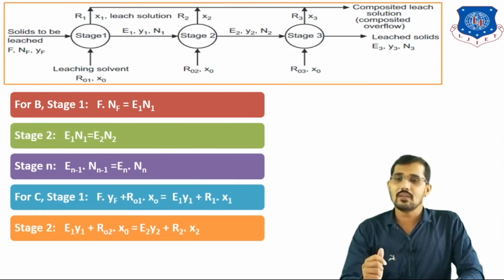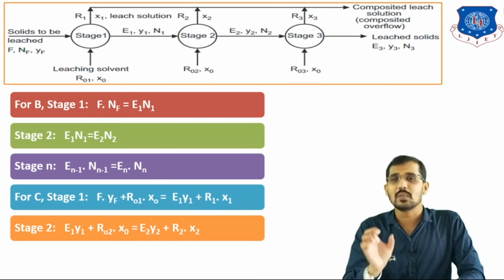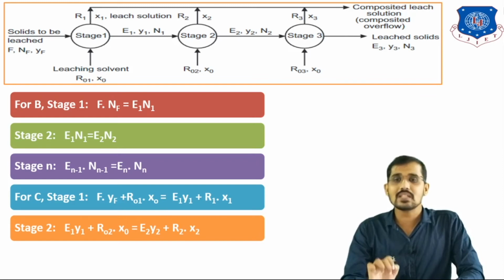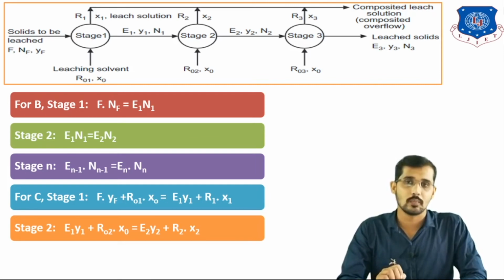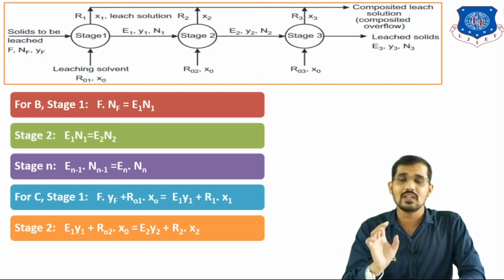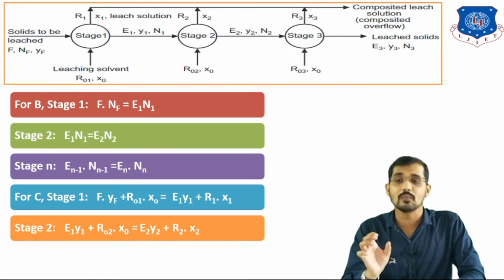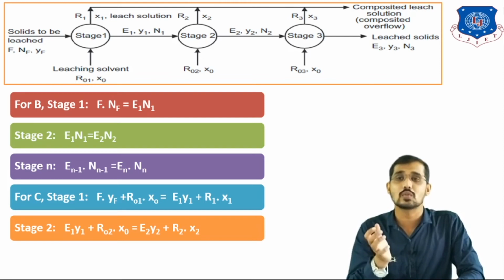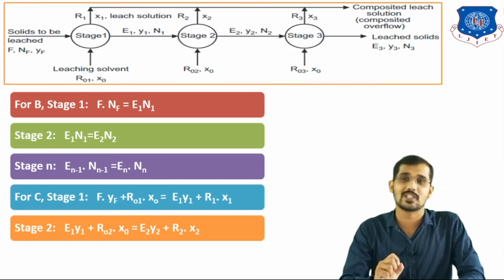Okay. So similarly we can write for the second stage, that is nothing but component balance for the solute C. So I can write here E1 into Y1 plus R0 2 into X0 is equal to E2 Y2 plus R2 X2. E1 is nothing but the mass of solution of the underflow coming from the first stage. After that R0 2 is the total mass of solution, A plus C, in the leaching solvent for the second stage. After that E2 and R2 are the outlet stream total mass for the overflow and underflow respectively.